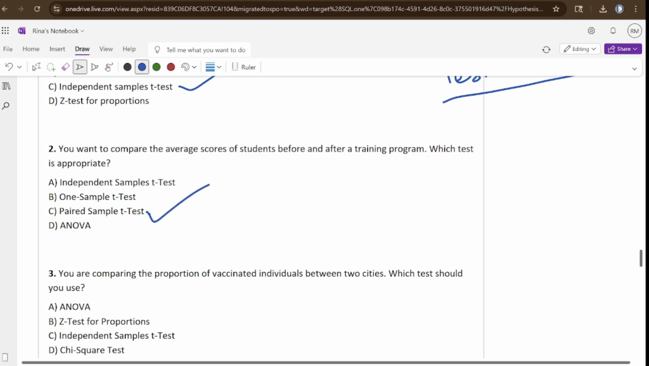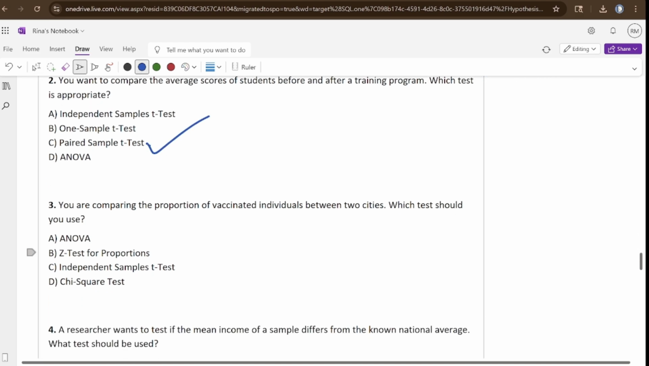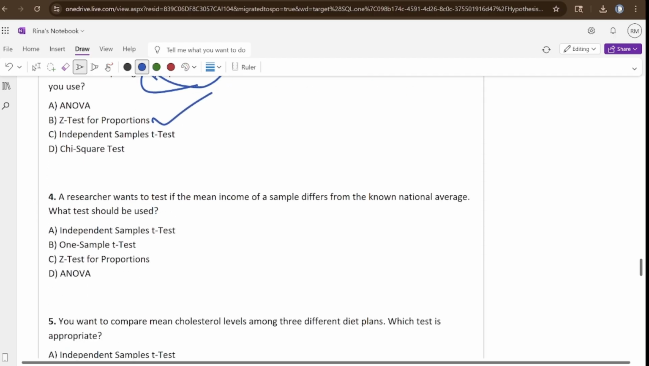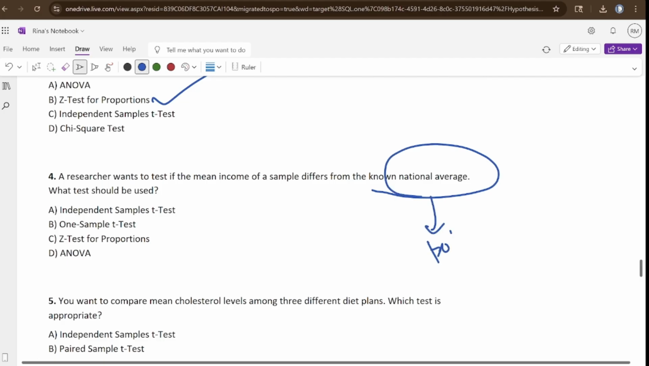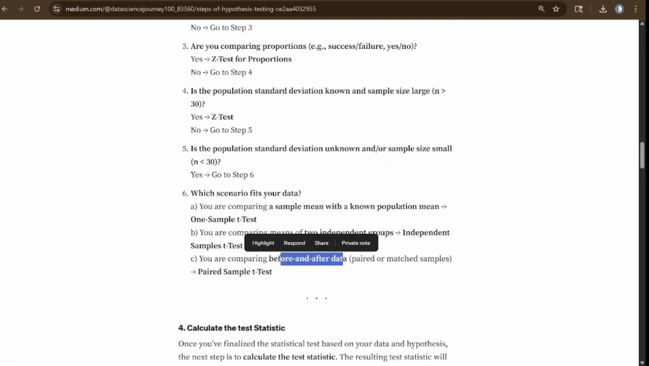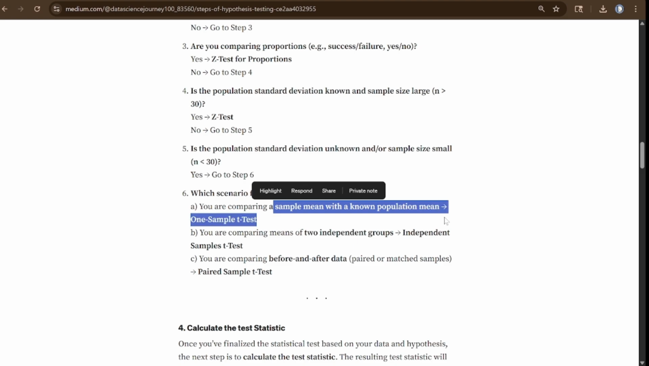If you are comparing the proportion of vaccinated individuals between two cities, see the word proportion, whenever there is a proportion, that means G-test for proportions. Okay. A researcher wants to test if the mean income of a sample differs from the known national average. See, known national average means they want to say population mean. So you have two data. One is sample mean, another is population mean. See, in that case, you compare a sample mean with a known population mean. So one sample t-test.